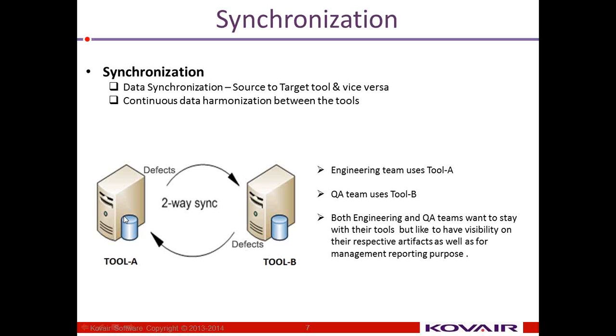Here you can see the two tools that are involved, tool A and tool B. The engineering team uses tool A, and the QA team is using tool B for managing their test cases. Both the engineering and QA teams want to stay with their own tools, but would like to have visibility on the respective artifacts like the requirements, the tests, and the defects, as well as for management reporting purposes. So this is a typical example of synchronization, a bidirectional synchronization between two tools that are involved in the testing and the engineering phase.